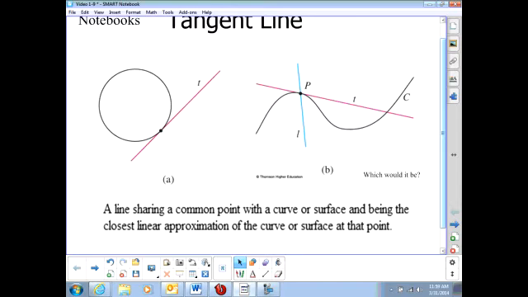Which one, though, would be our tangent line? Well, if we think to the fact that it needs to be a linear approximation of the graph at that point, basically, if we zoomed in really close, one of our lines should look very similar to the graph. With that being said, that means the red one is the tangent line. So in other words, the tangent line represents the slope of the graph at that point. If we zoom in close enough, the tangent line and the graph should look very similar at that point P.